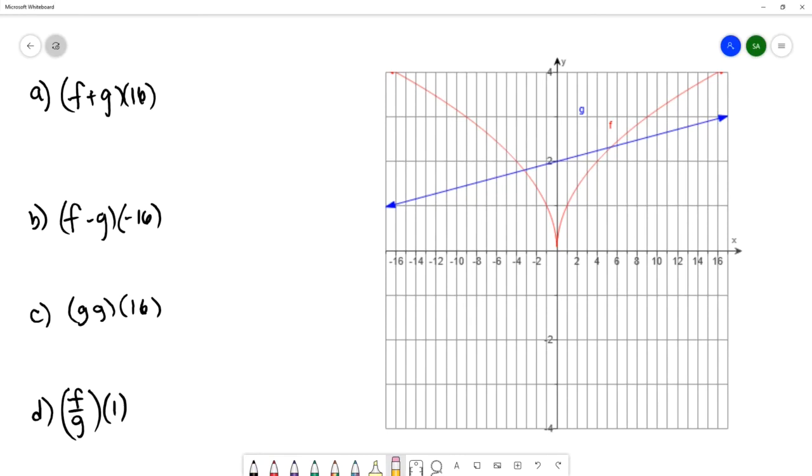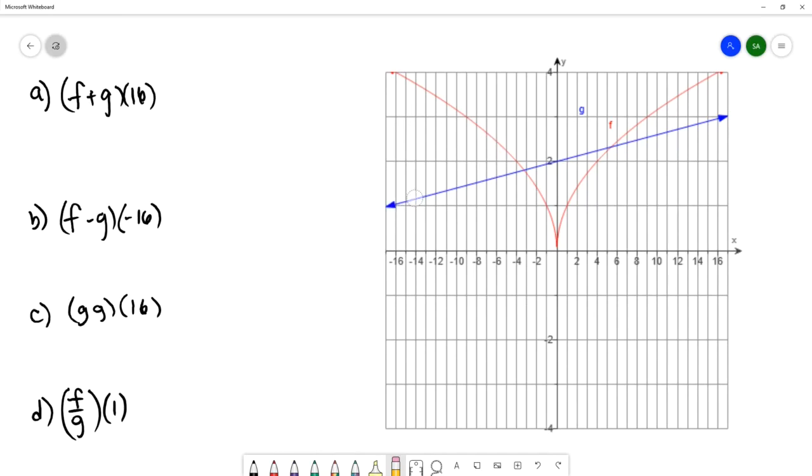In this example, we've been given a picture of two graphs. We have the graph of f written in red here. This is a very interesting graph. It has a feature you may not have seen before. This is called a cusp. It's where it kind of comes to a point and curves out. Looks kind of similar to an absolute value graph, but you can see that the line is curvy instead of straight.